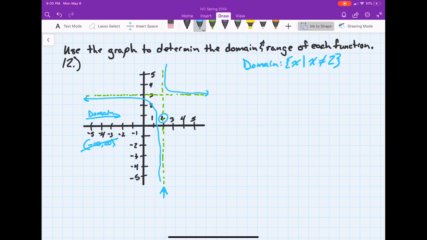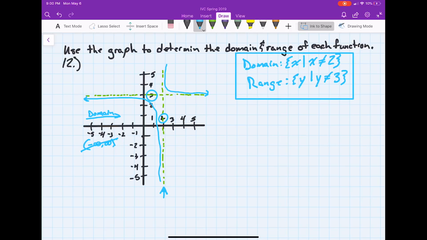Now our range is everything vertical, but again we have an asymptote, and it's at 3. So y such that y cannot equal 3. So that's how we find the domain and the range of that guy. Fairly simple.